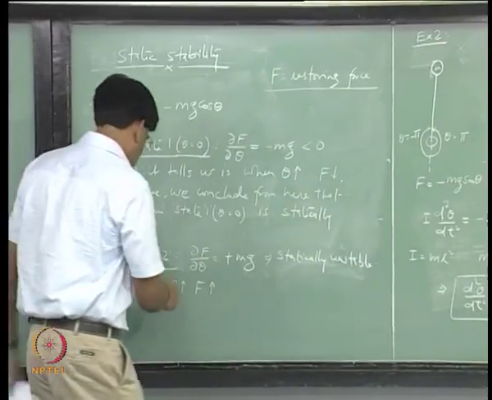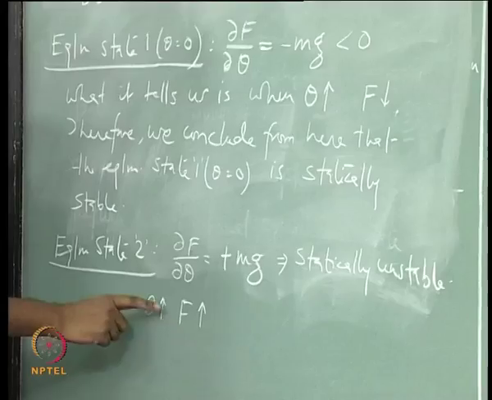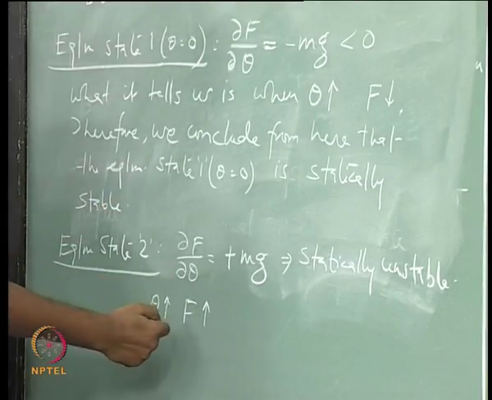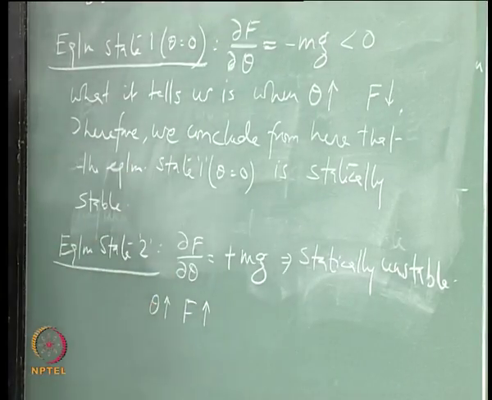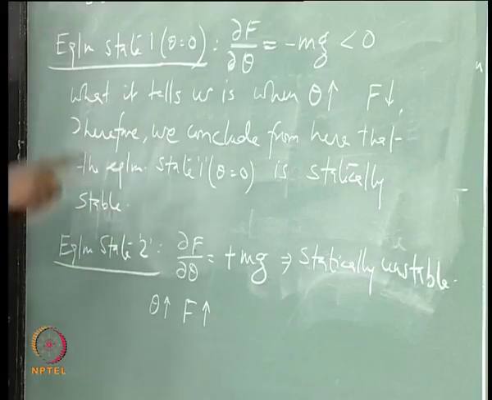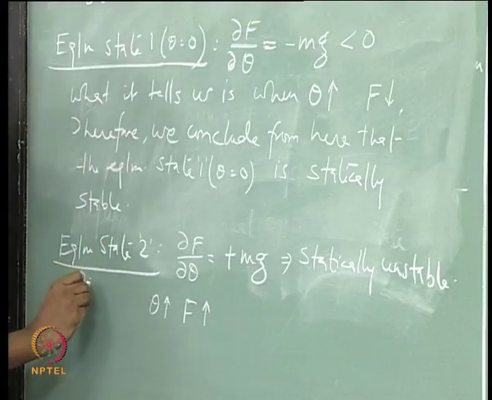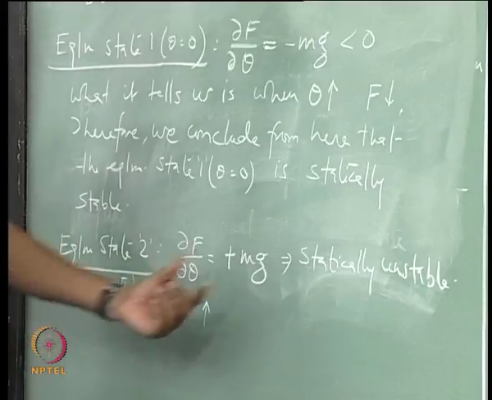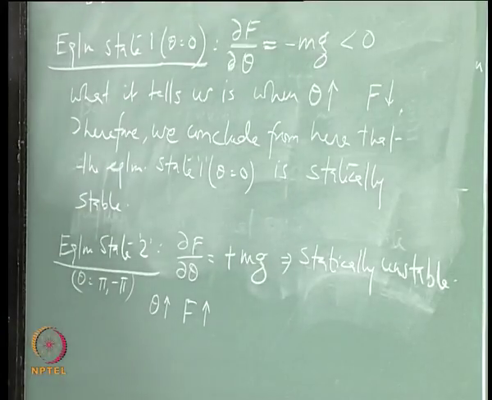So, what is happening in this case is theta is growing, this force is also going up and helping theta to grow further, and that is when we say that it is going to go away from the equilibrium state 2, which is theta equal to pi or minus pi, and therefore, the equilibrium state 2 is statically unstable.